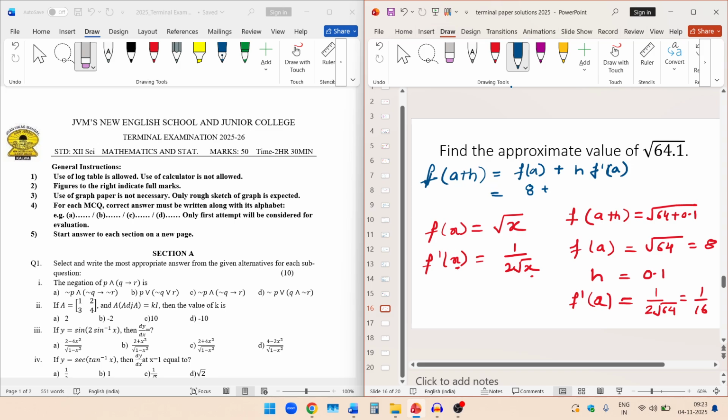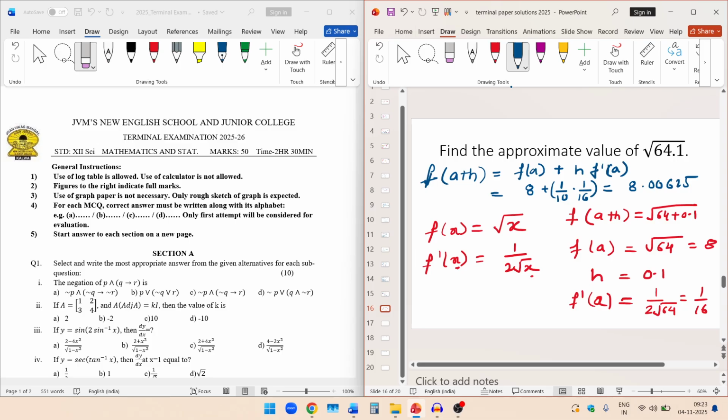How much is h? 0.1. 0.1 is 1 upon 10. I'm directly writing it as 1 upon 10 times f dash of a. f dash of a is 1 upon 16. You can pause the video, look for all these terms, and do the calculation on your own. The answer should be around 8.00625, because 1 upon 16.